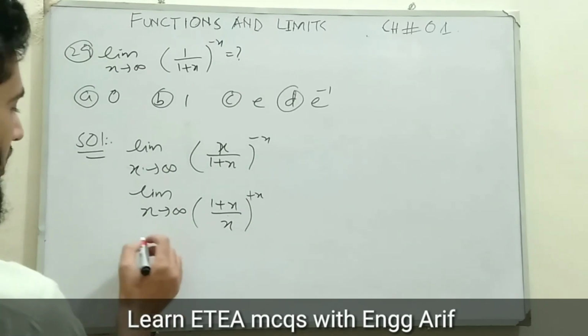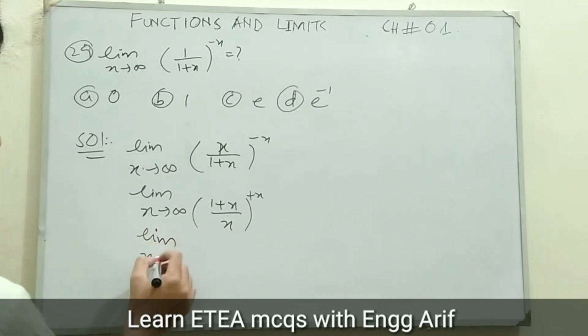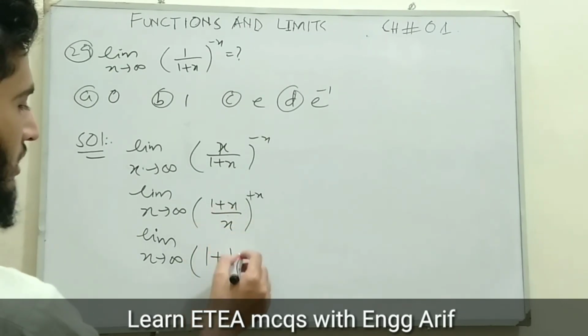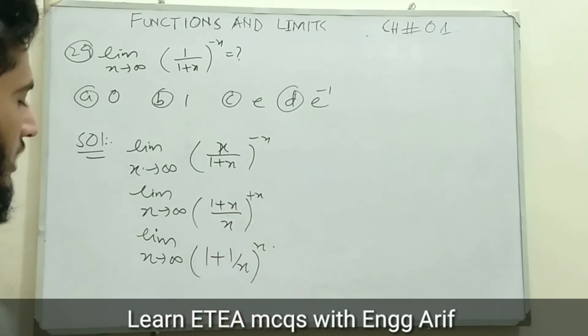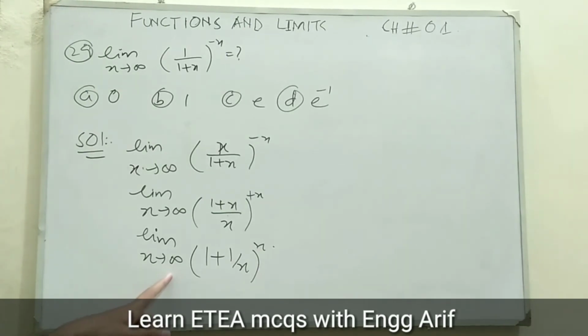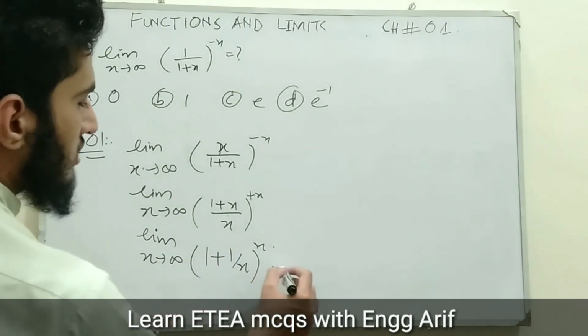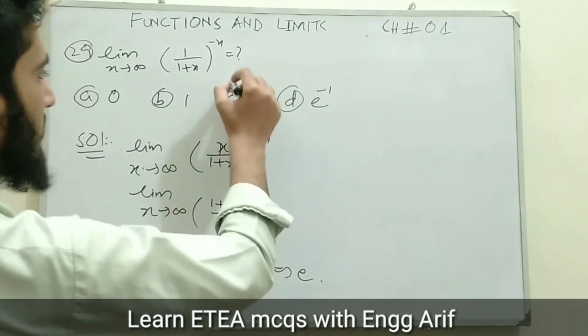So after this, it can be written as limit of x approaches to infinity, x divided by x gives us 1, and 1 over x comes down the same, and power x. So according to the property, when limit x approaches to infinity and we have this form, (1 plus 1 over x) power x, this will always be equal to the exponential e. So the correct option is option C.